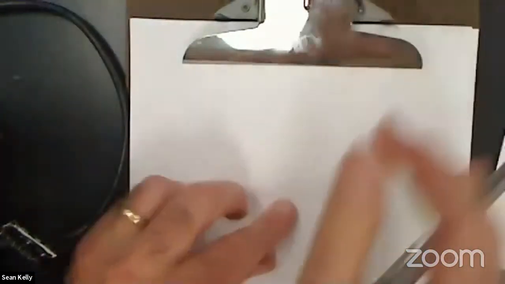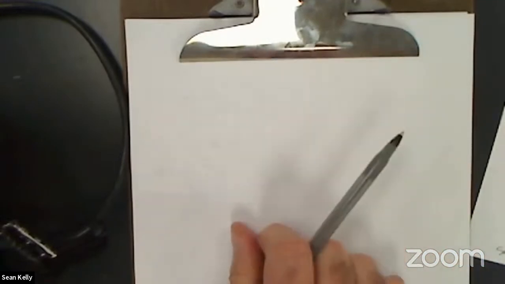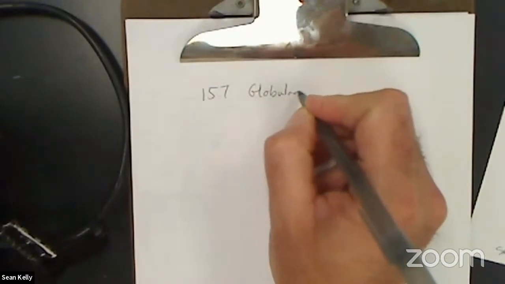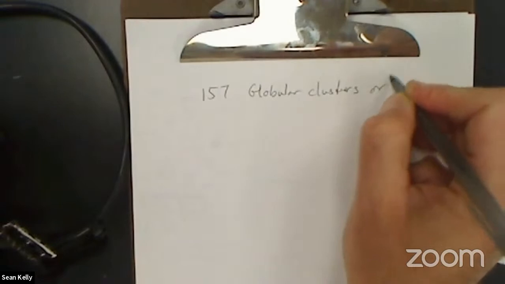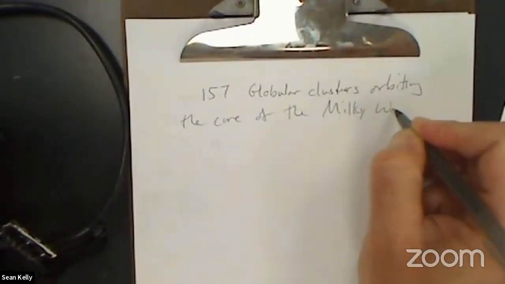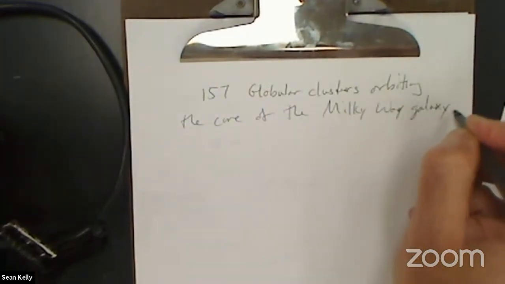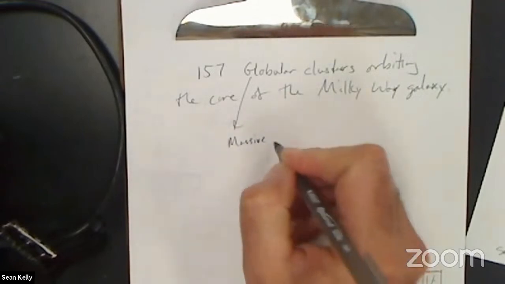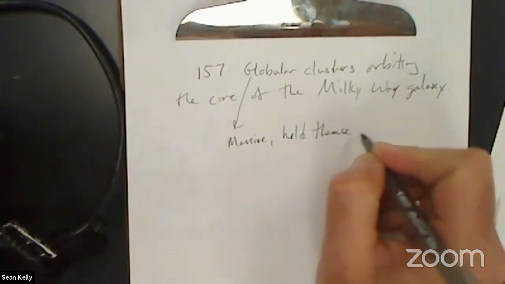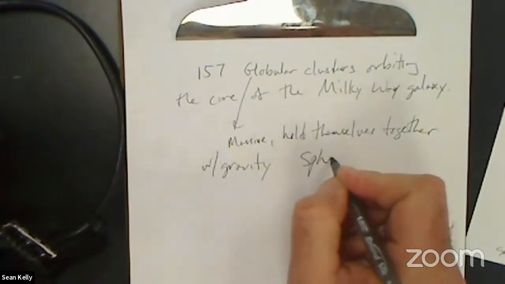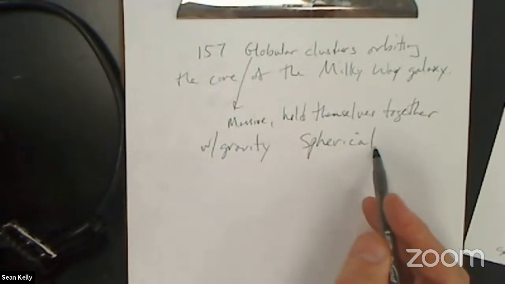I'm going to stop for a moment and show you something important. When you look at a globular cluster, what do you see? These clusters are really old. In fact, the ones we have, 157 of them, are globular clusters orbiting the core of the Milky Way galaxy. You write that down now, and later we'll talk more about that galaxy. The idea is that they're massive, and they hold themselves together with gravity. They look spherical, like spheres in shape, so they're called globular clusters.